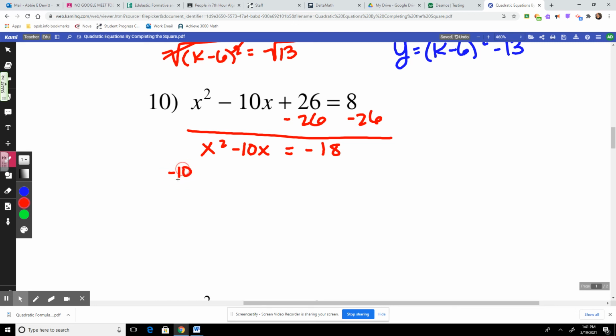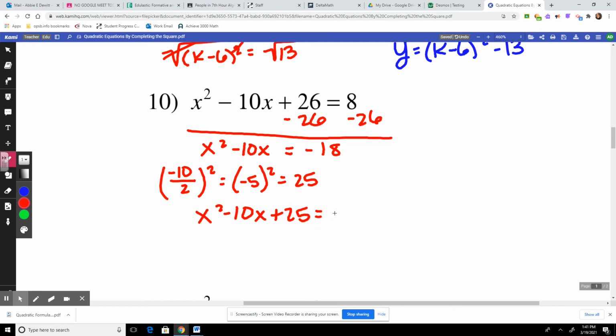My b value is negative 10, so negative 10 divided by 2 squared equals negative 5 squared, which ends up being positive 25. So x squared minus 10x plus 25 equals negative 18 plus 25. Square root of 25 is positive negative 5. This negative 10 tells me that I need negative 5. So x minus 5 squared equals negative 18 plus 25. And when I combine negative 18 and 25, I get positive 7.